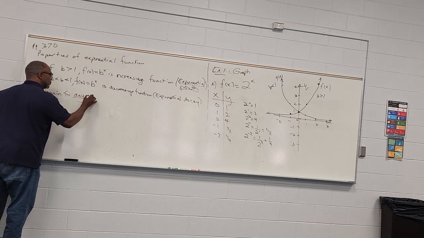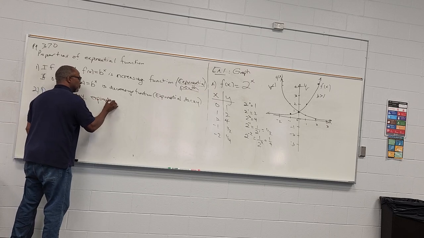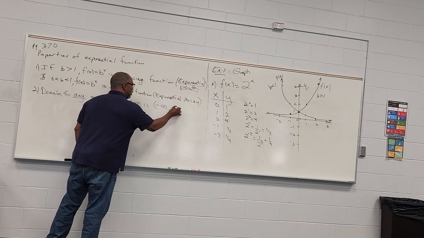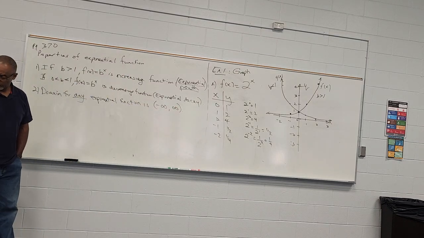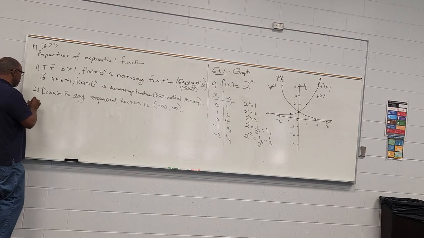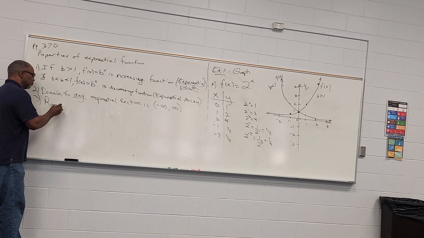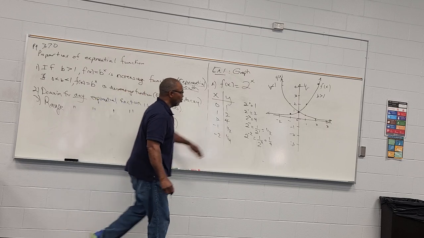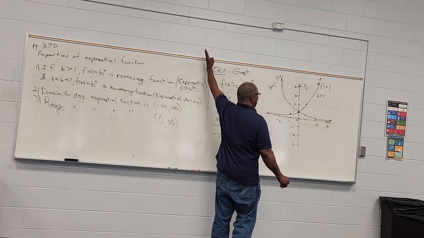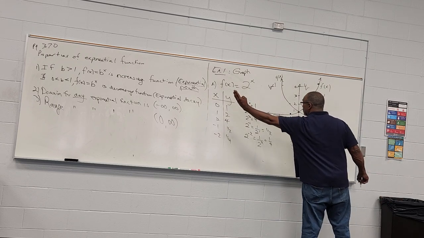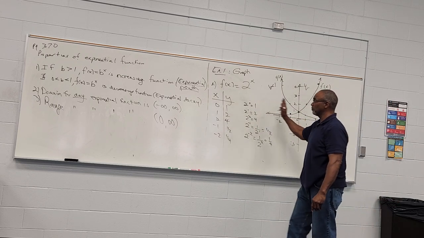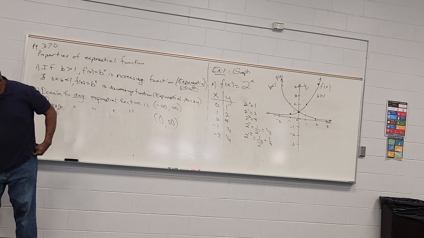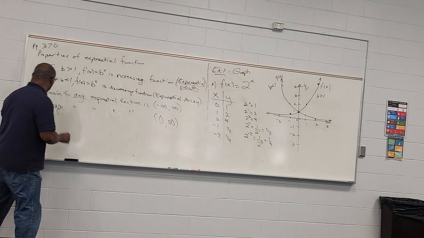The domain for any exponential function is negative infinity to infinity. Okay? The range for any exponential function, 0 to infinity. The y values go from 0 to infinity. The x values start off here, negative infinity goes to infinity. If it's this one, it starts off negative infinity, goes to infinity. So the x's range from negative infinity to infinity. The y's start at y equals 0, go to infinity. Y equals 0 is the horizontal asymptote.